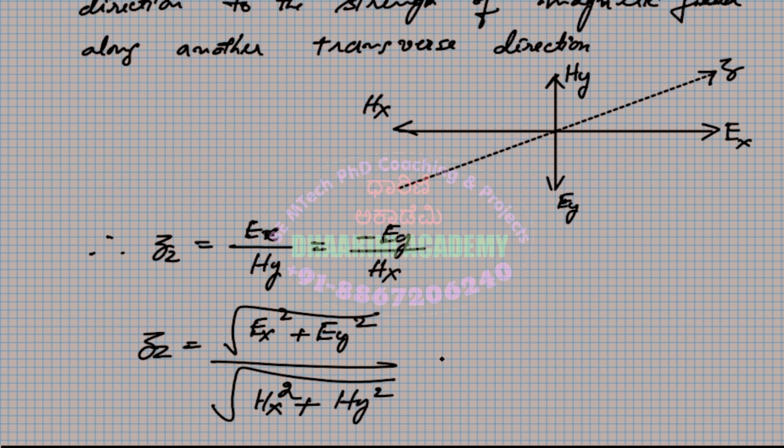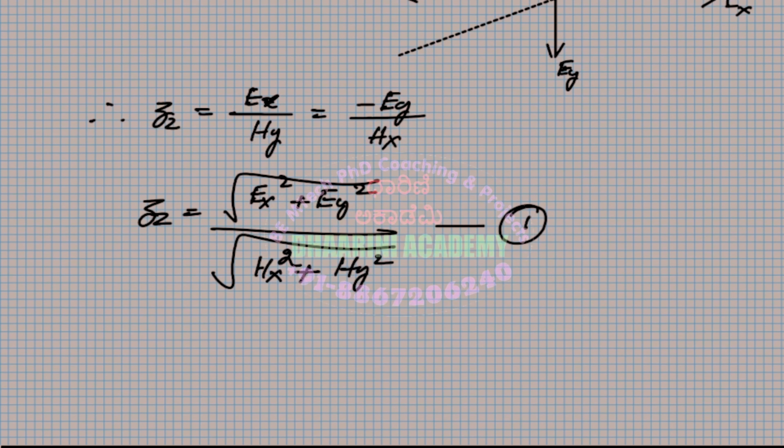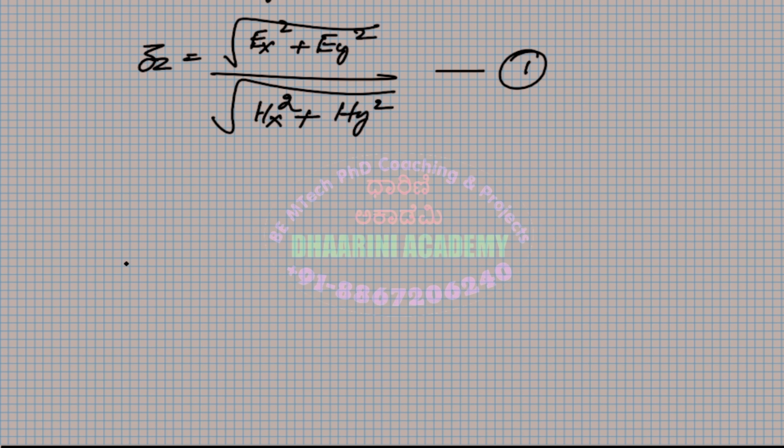Fine. So this is the most general format. I'm going to call this equation number 1. But now we will look at the wave impedance, maybe specific to a given type of wave. For example, transverse magnetic wave. For the TM wave, I'll start with the same definition I have just given.